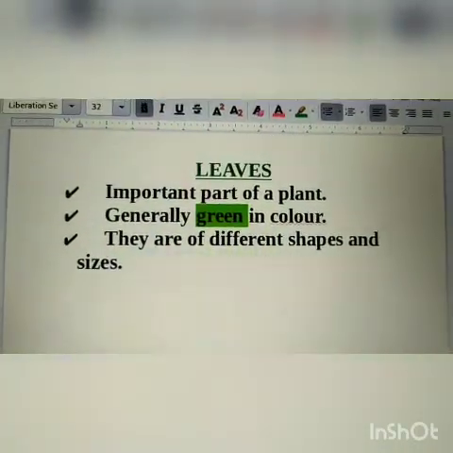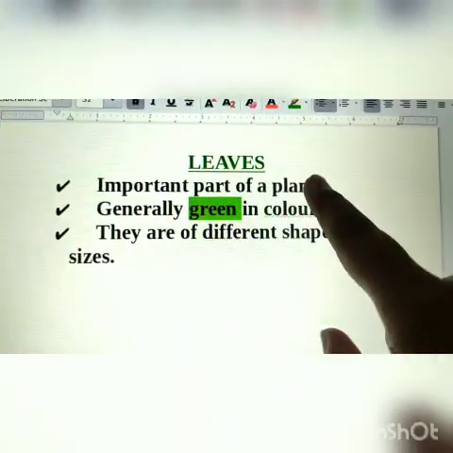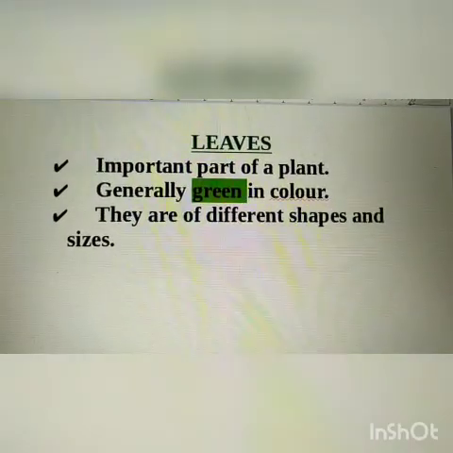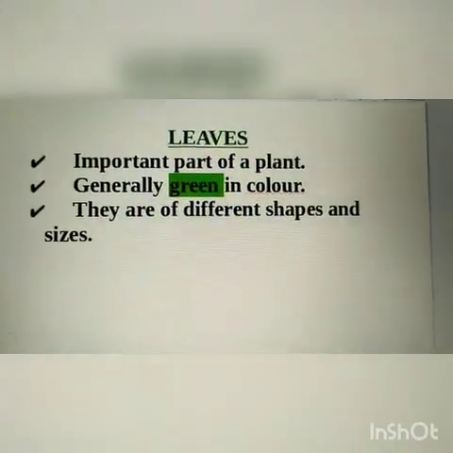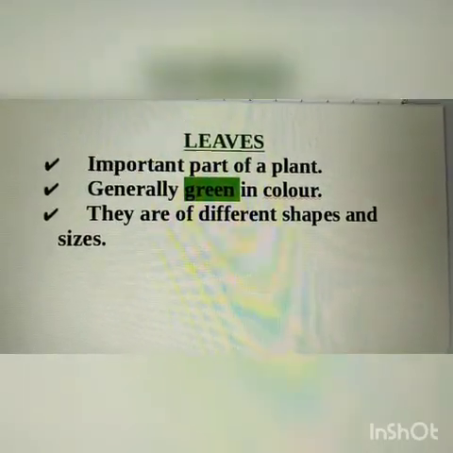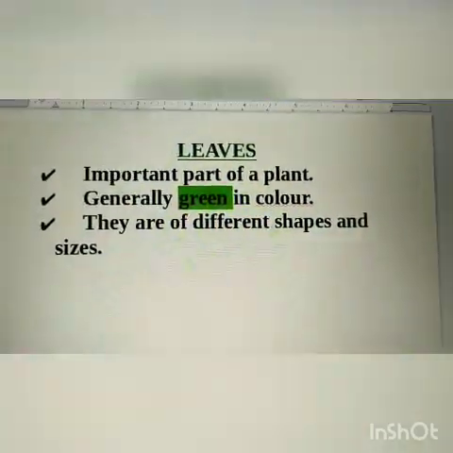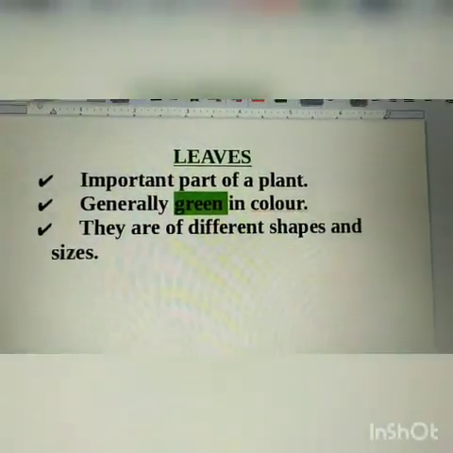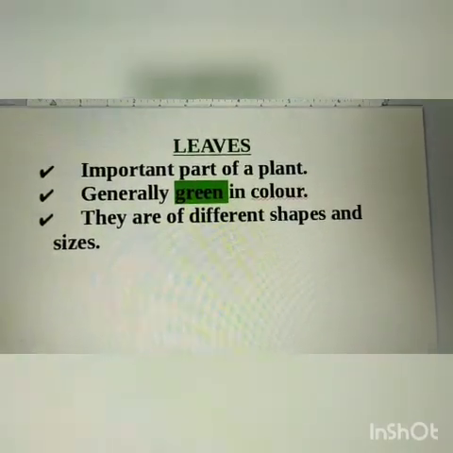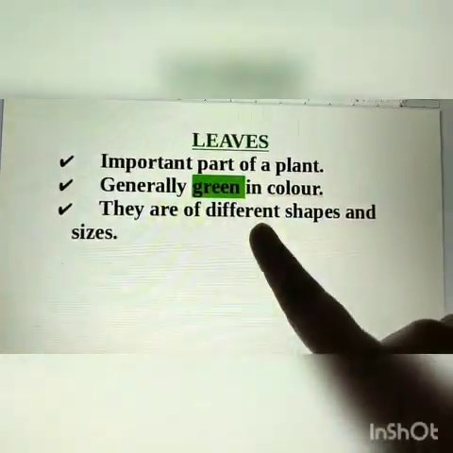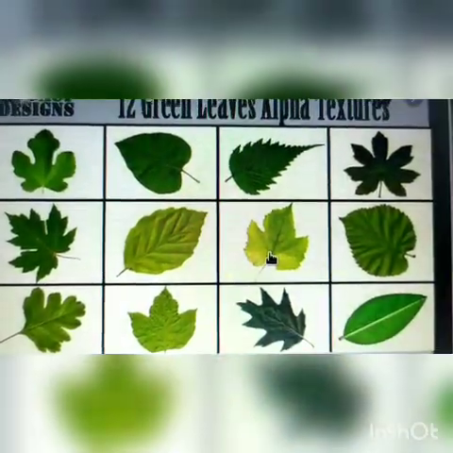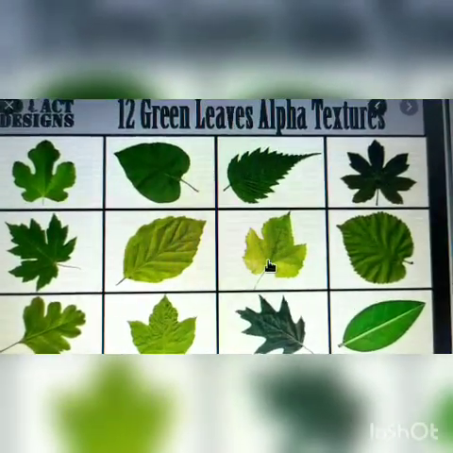Leaves. Leaves is the important part of a plant. It is the most important part of a plant. Okay? And you know very well what is the color of leaf? Yes, it is generally green in color. You may have seen different types of leaves around you. So, they are of different shapes and sizes. As you can see in this image, leaves are generally green and of different shapes and sizes.